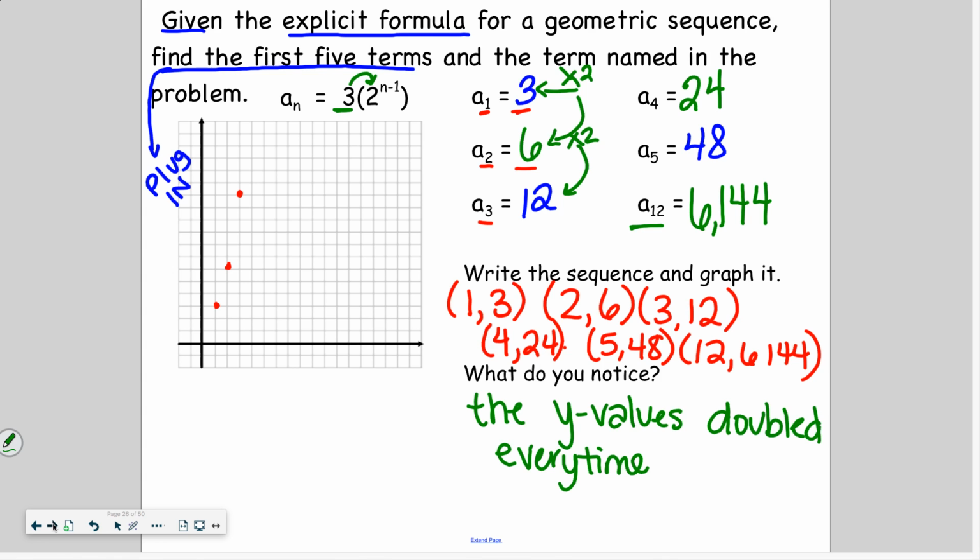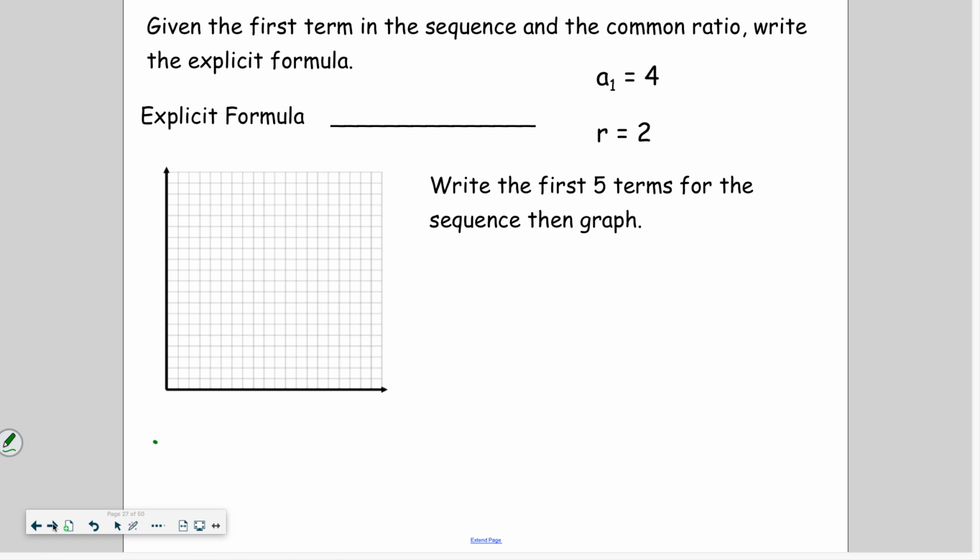So the next one, we're going to try it real quick. We're going to write our formula and everything, but then I want you to try it, and then we'll do the work.